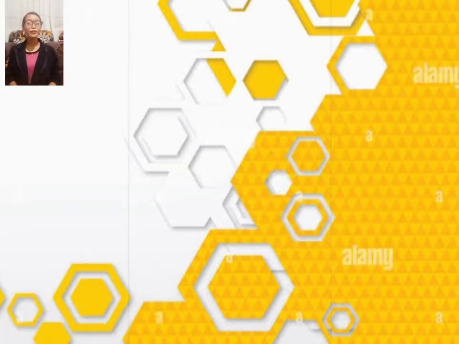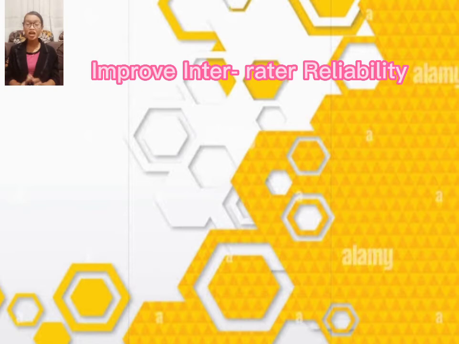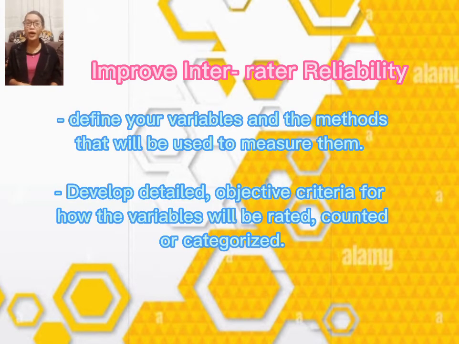How to improve inter-rater or inter-observer reliability. You need to define your variables and the methods that will be used to measure them. Develop detailed, objective criteria for how the variables will be rated, counted, or categorized. If multiple researchers are involved, ensure that they will all have exactly the same information and training.